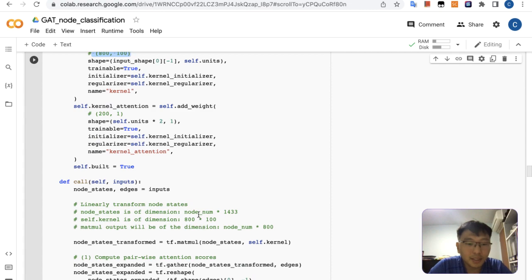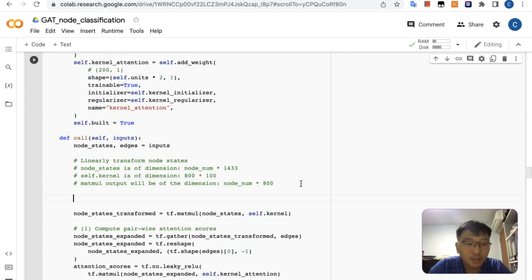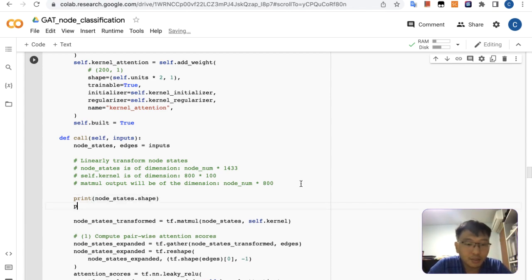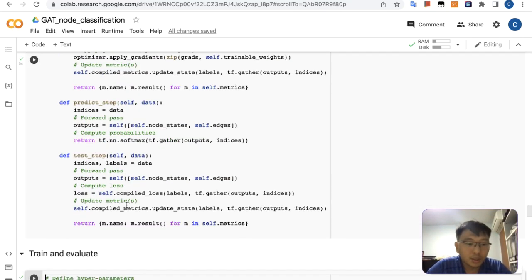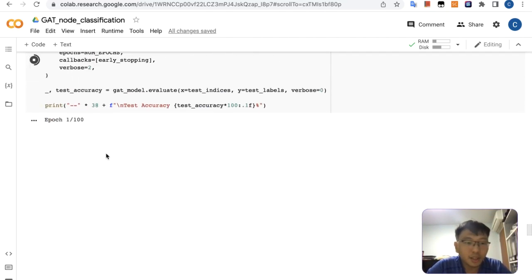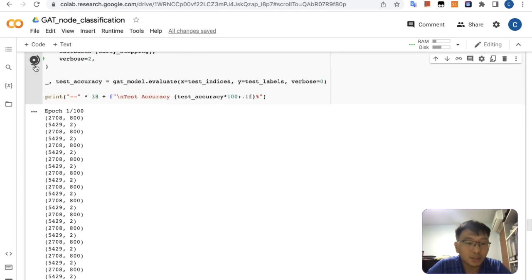So this part here, the node states. I need to find out what is the shape of this. So maybe I can just print out the shape here. Maybe we could just print this out, and we do it here. In the training step, let's just do the training. We should print out the two states. So that was all I needed to do.